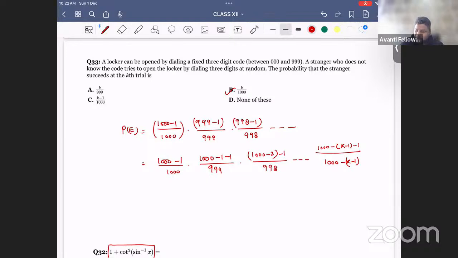Got it? So probability will be what? 1 upon 1000 minus k in the kth trial. Am I clear? And now if you realize, they all get cancelled. This will cancel. So what you are left with? 1 by 1000. Am I clear?